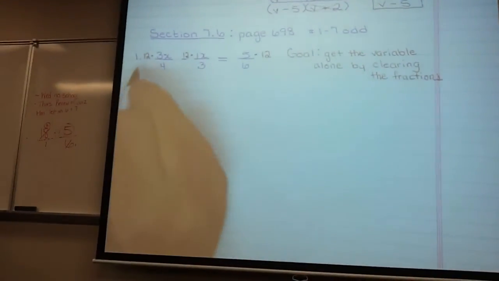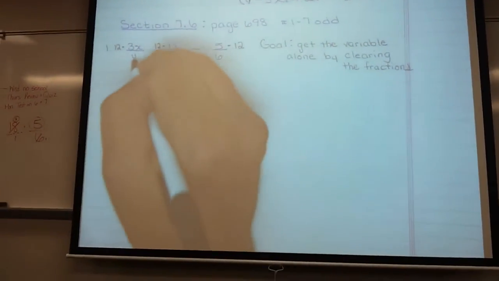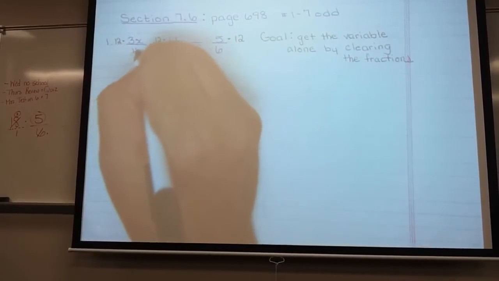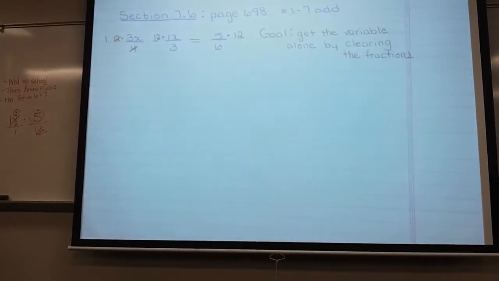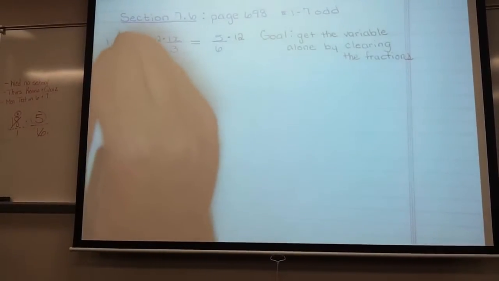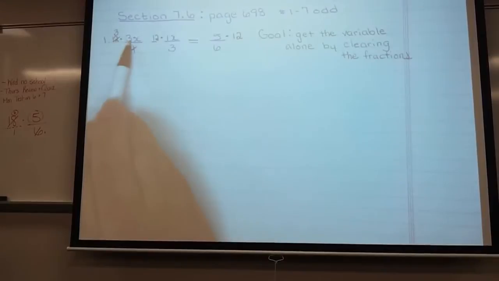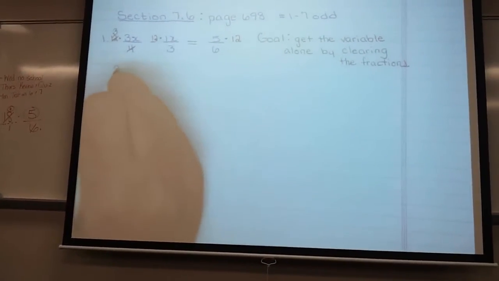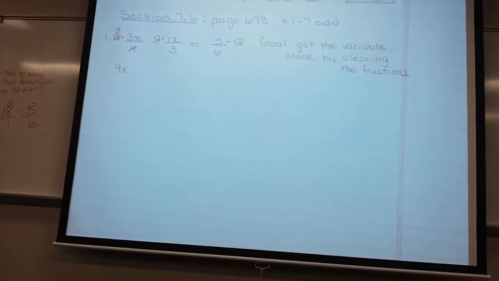You can think of this as over 1 if you want to put it over 1, that's fine. I could cross cancel the 4 and the 12. 4 goes into 12 how many times? 3 times. And then you're going to multiply. 3 times 3x would give you what? 9x. And that's your new term. No fraction, because there's nothing left in the denominator.